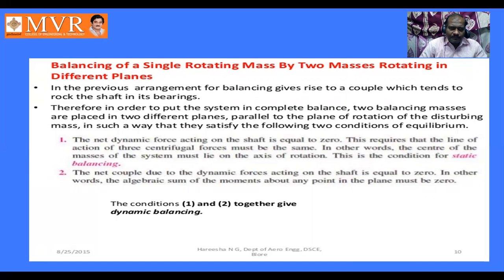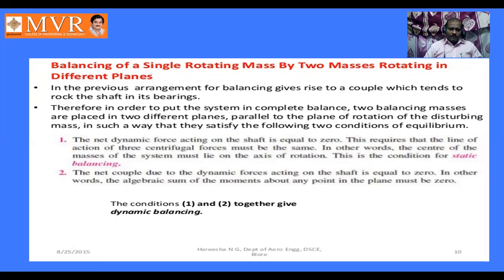The net dynamic force acting on the shaft is equal to 0. This requires that the line of action of the three centrifugal forces must be the same. In other words, the center of the masses of the system must lie on the axis of rotation. This is the condition for static balancing.